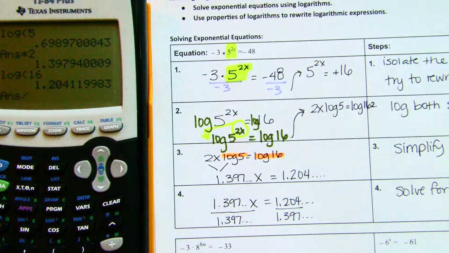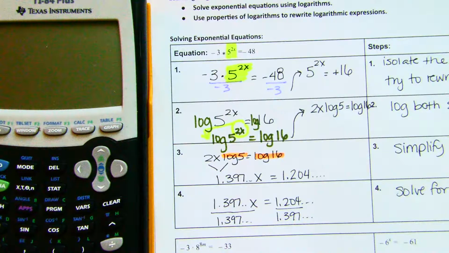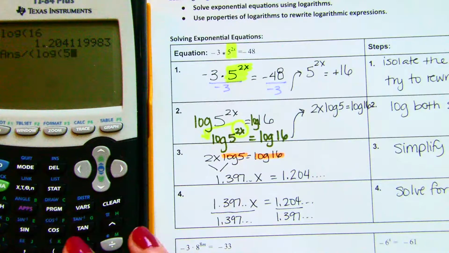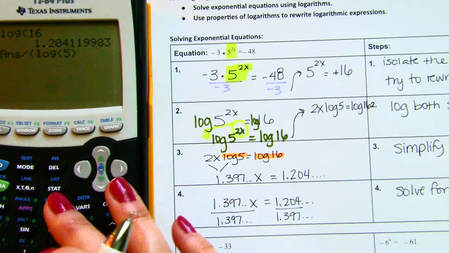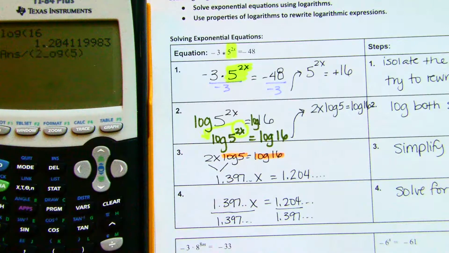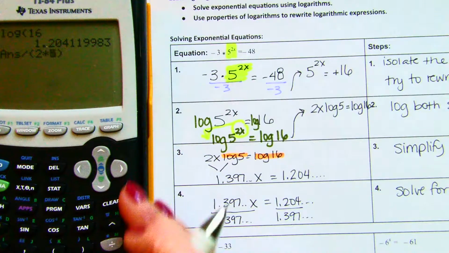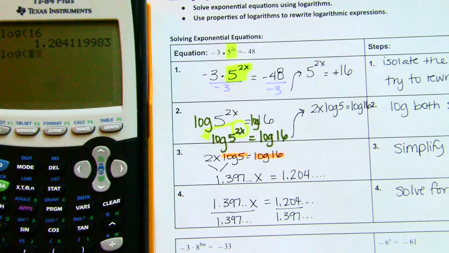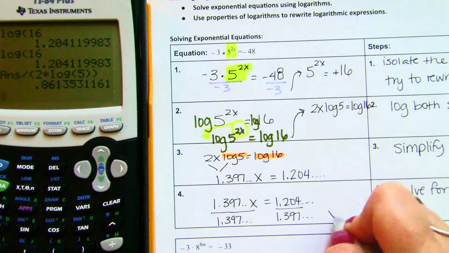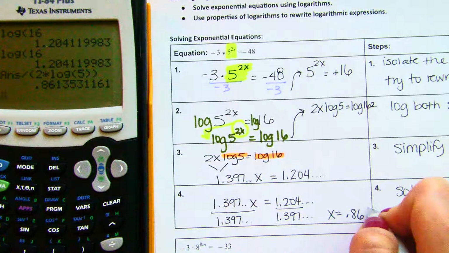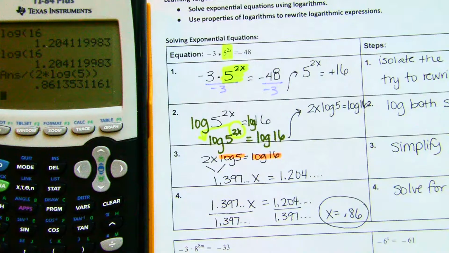divided by, whoa, my calculator's died. Woo, that wasn't good. Log 16 divided by, I'm just going to do it like this, log 5, or I'm going to do 2 times, sorry about that. There we go. 2 times log 5. There we go. So that gives me x is equal to 0.86. Boom, there it is. Okay.